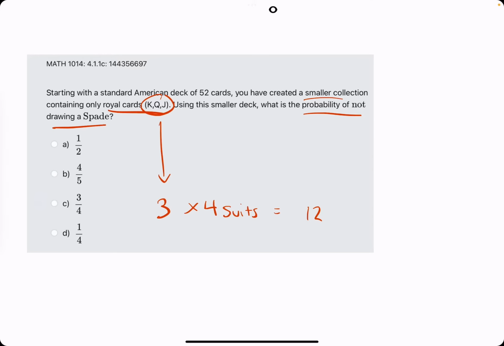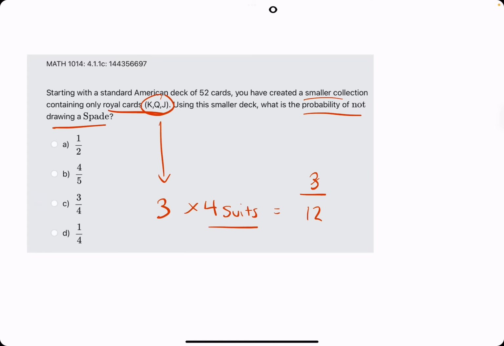Okay, so keep in mind there are 4 suits. Spade is one of those suits. So the probability of not drawing a spade would be, you're just not drawing one of those 4 suits, which means you can still draw 3 of those 4 suits. So you could think about it like this. You could think about it as leaving out the king, queen, and jack from the spades, or leaving out 3 out of 12 cards.